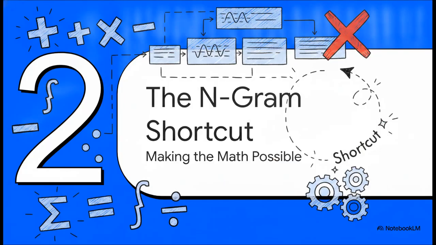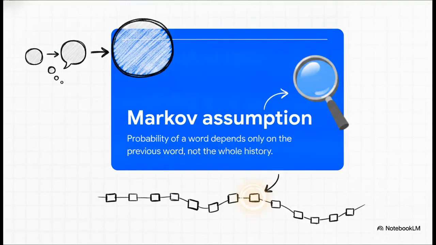Which brings us to part two, the n-gram shortcut. This is how we actually make the math possible. Since we obviously can't count every sentence in existence, we kind of hit a roadblock. But thankfully, there is a brilliant mathematical shortcut. The crucial realization here is that we don't actually need to look at the entire sentence history. We can approximate it by just looking at the last few words. In math, this is known as a Markov assumption. We basically assume that the immediate past is enough to predict the immediate future.